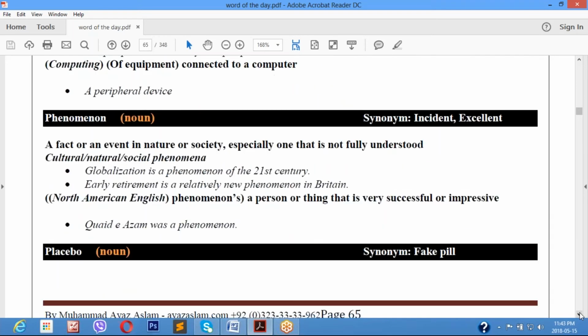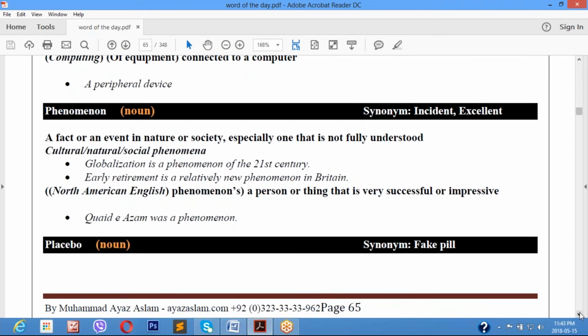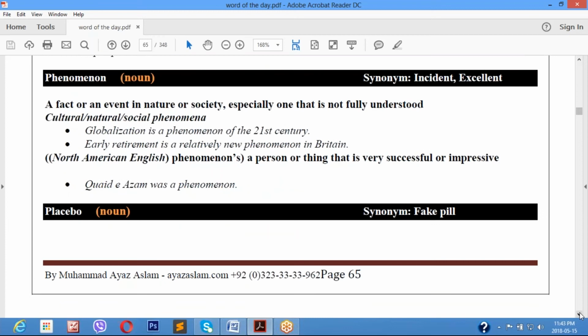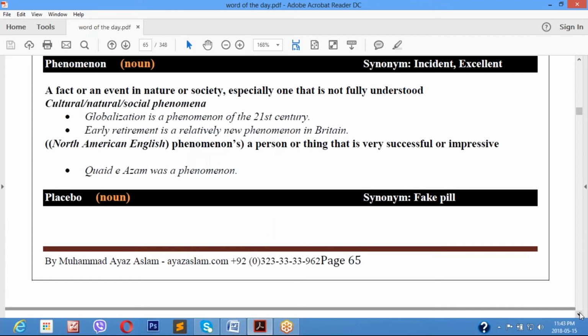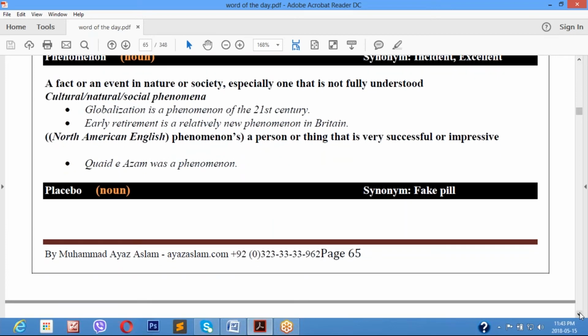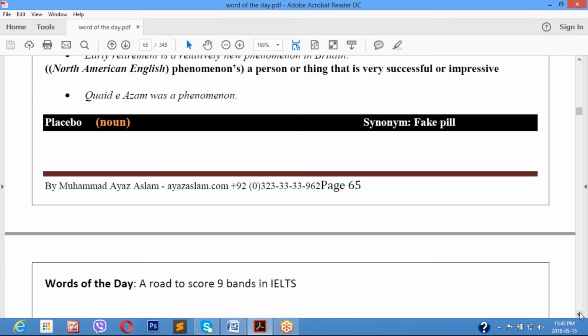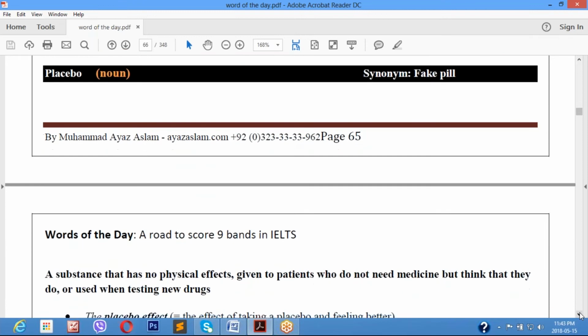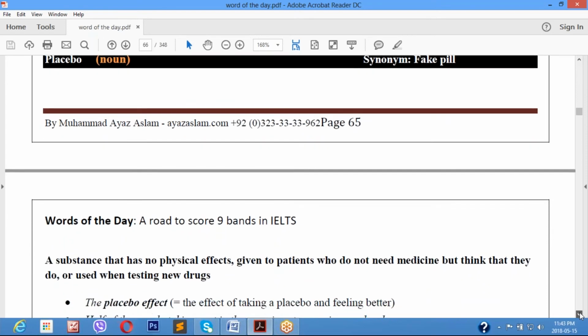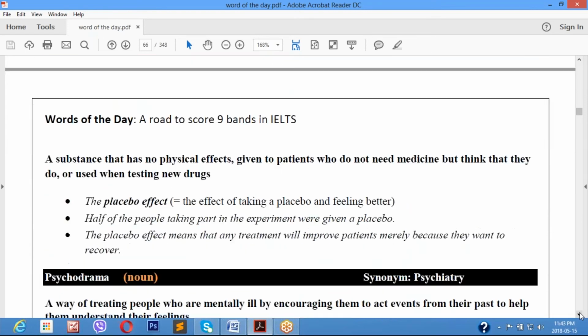फिनोमेना कोई भी चीज. फिनोमेना इंसिडेंट एक्सीडेंट वगैरह, effect or an event of nature society special one that is not fully understood. एक ग्लोबलाइजेशन एक फिनोमेना है 21वीं सदी का. प्लेसिबो एक ऐसी फेक पिल्स होती हैं जो असर नहीं करती. बस लोगों को पेशेंट्स को बताने के लिए कि जी आप दवाई खा रहे हैं ठीक हो जाएंगे. साइकोलॉजिकली इम्पैक्ट के लिए प्लेसिबो वर्ड हम यूज करते हैं. फेक पिल्स.